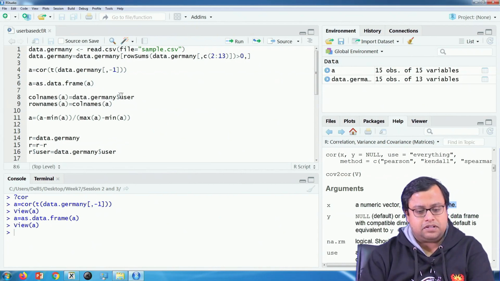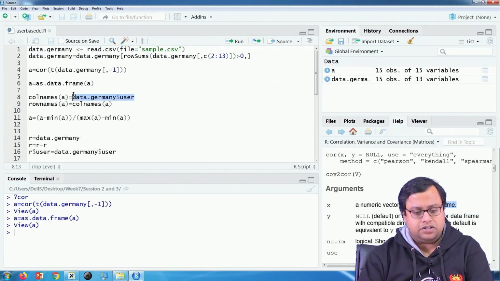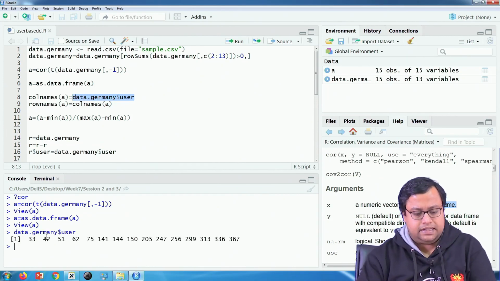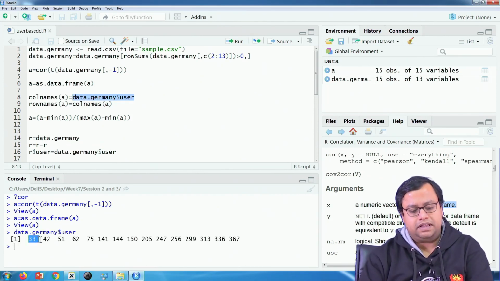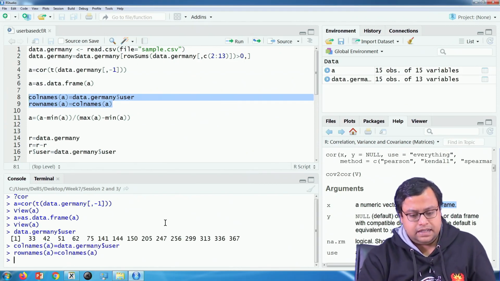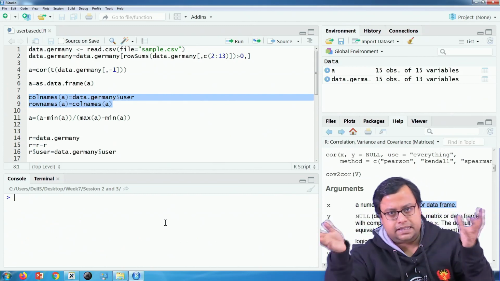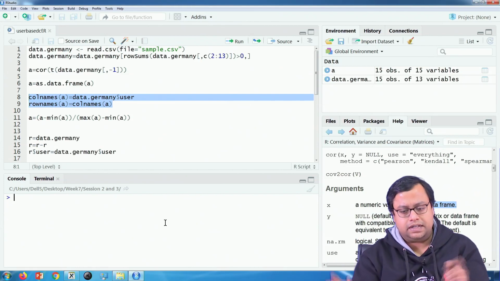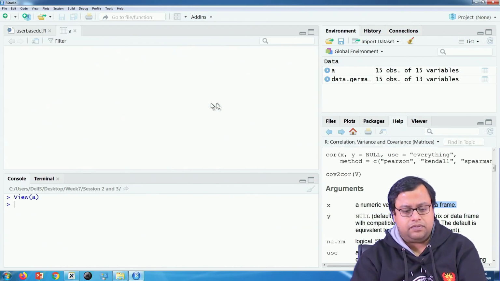So I am saying column names of A is data$Germany$user. Data.Germany$user is the actual user IDs of those people. User ID number 33, 42, 51, 62, and so on. So that should come into the column name and also in the row name. If I run these two lines, first the column names get changed. Then when I write row names is equal to column names, the row names also get changed. So that is what we will get here.